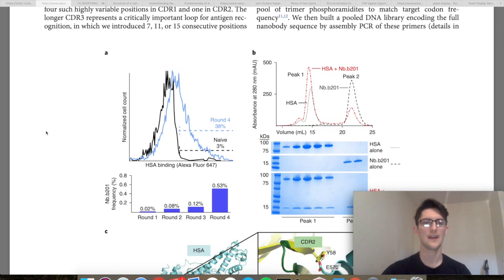So now that they had their library set up, the authors of the paper decided to screen for a nanobody that could bind to human serum albumin, HSA, the most abundant protein in human plasma, an important drug target.